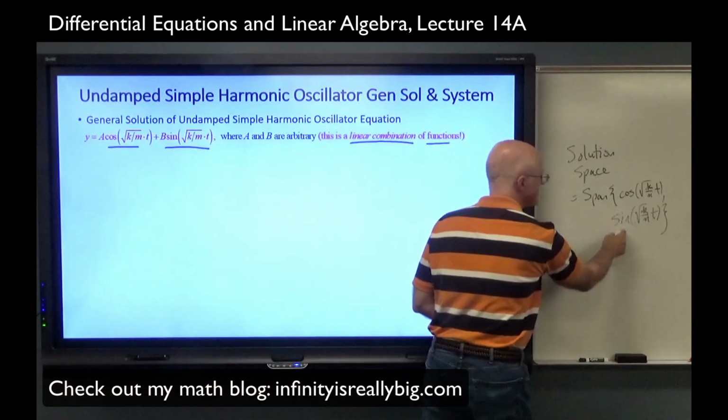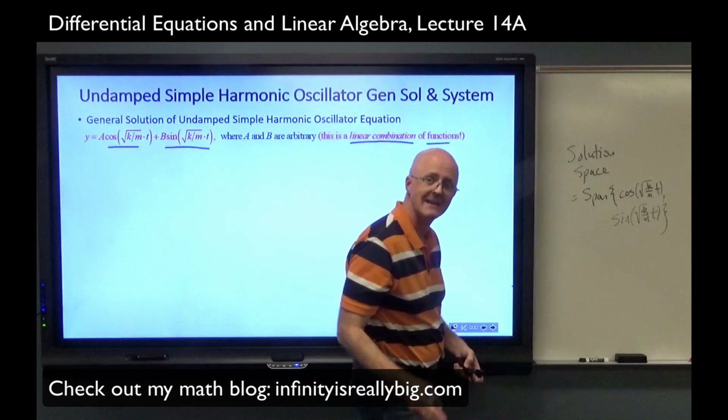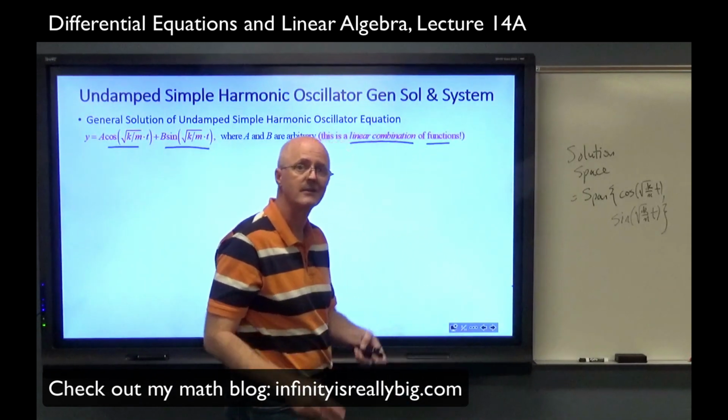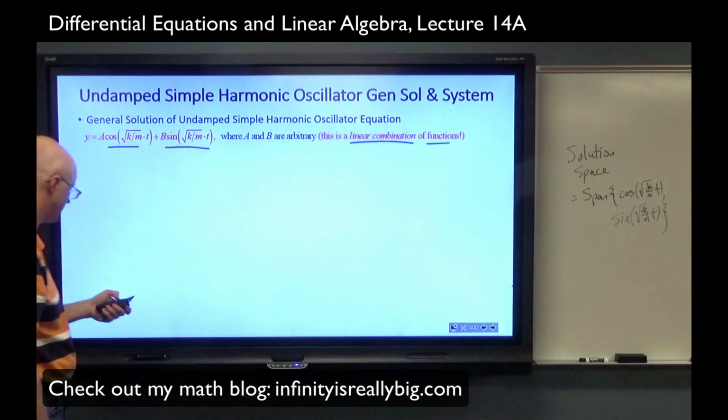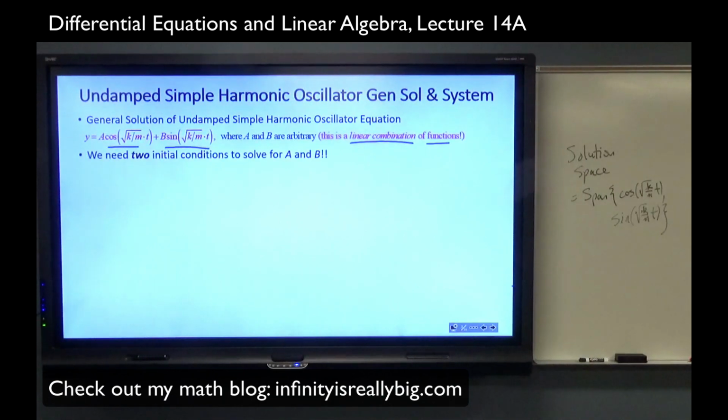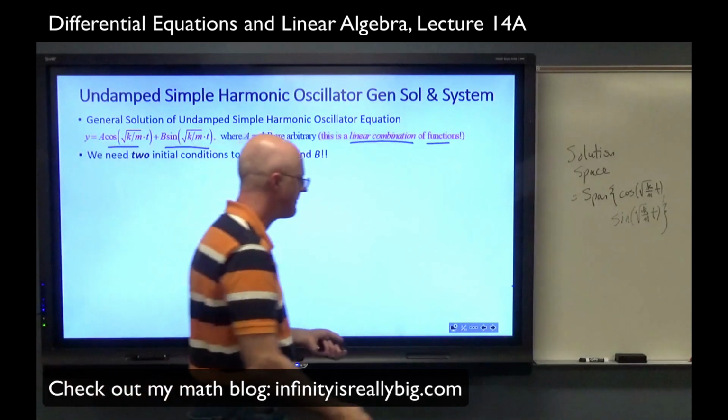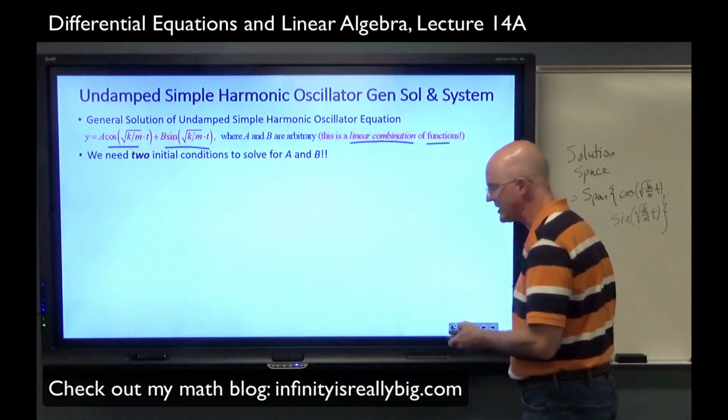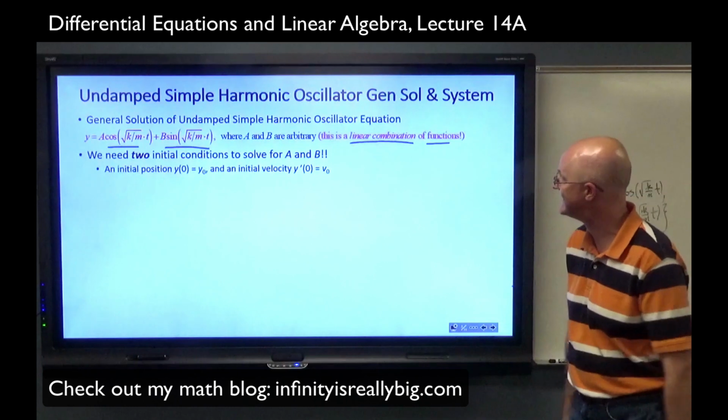These two functions will span the space, and they will also be what we call linearly independent, a very important idea to come. Turns out we need two initial conditions to be able to solve for A and B. I hope that makes some intuitive sense. You need the initial position, and you also need the initial velocity.